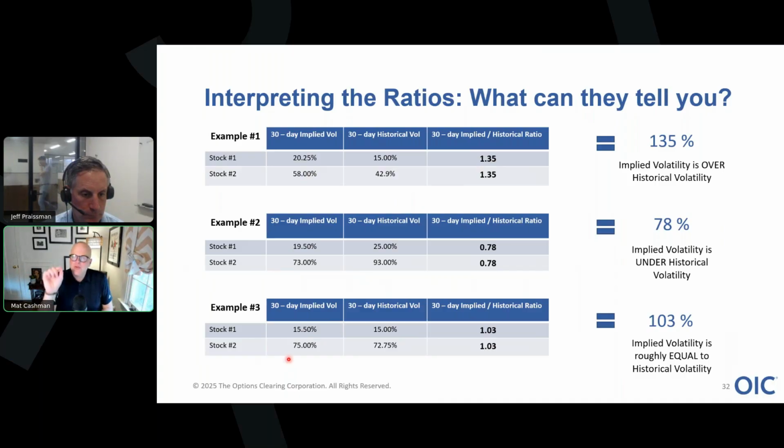Oftentimes people will just look at it as 1 point on the entire curve and not look at everything else and just say, oh, it's a 70 vol, we should sell that. Well, in this case, the implied vol would be a 75, but the 30-day historical is a 72. Does it still sound like you should sell it? Who knows? But that tells you that this is only a 1.03. It's not as if it's like 30 vols over what the stock is actually moving.